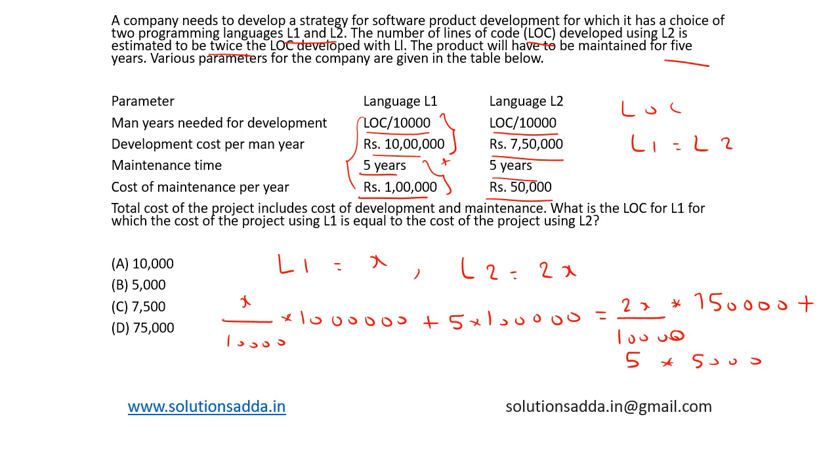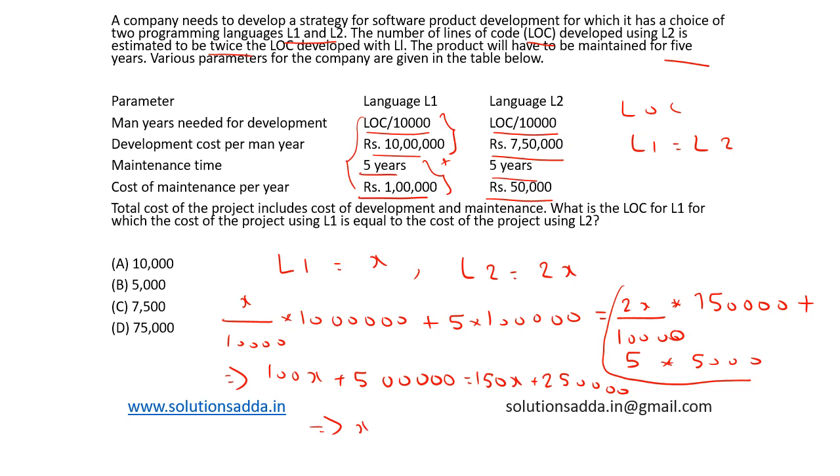We will get 100x plus 5 into 50,000 is equal to 150x plus this is separate 25,000. Solving this, we will get x is equal to 25,000 upon 50, which is equal to 5,000. So the value of x, that is lines of code in L1, is equal to 5,000. So the correct answer here is option B, 5,000.